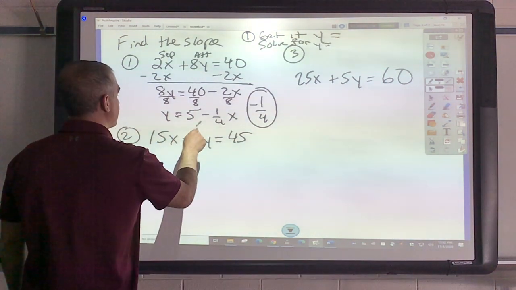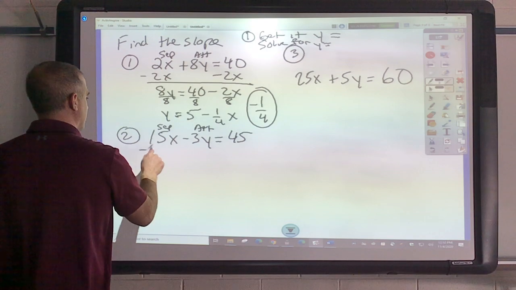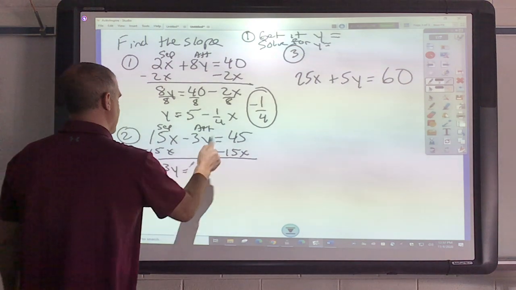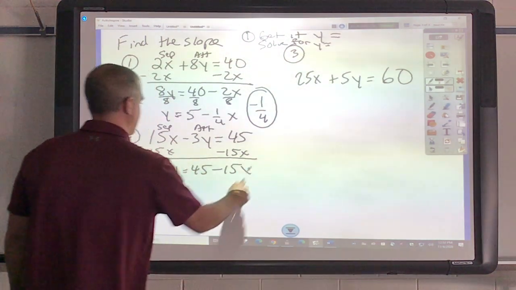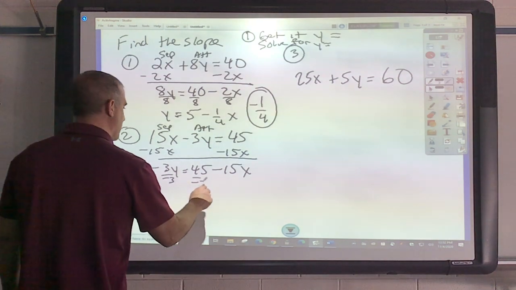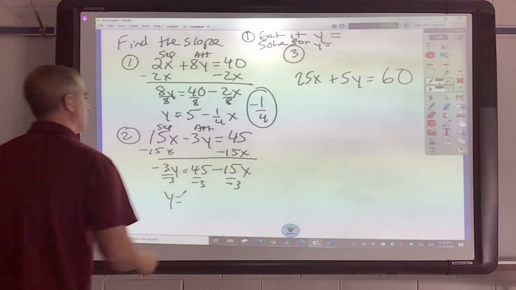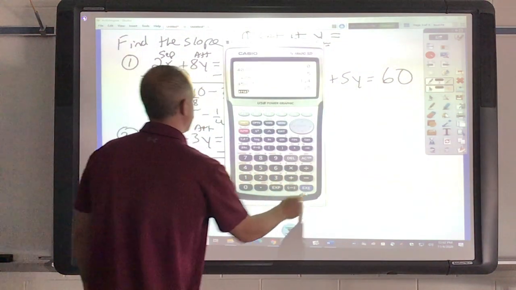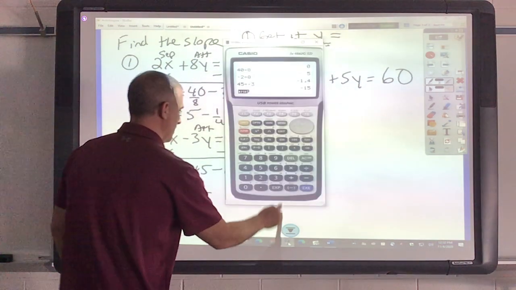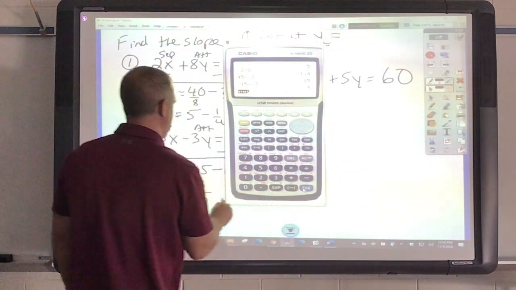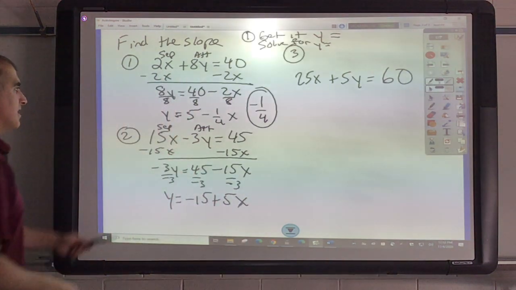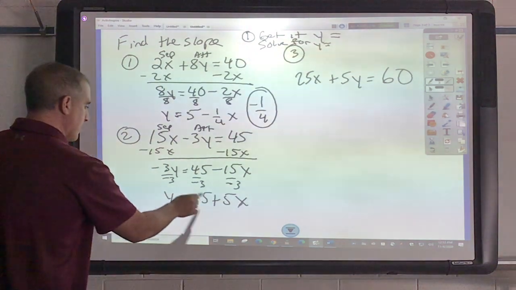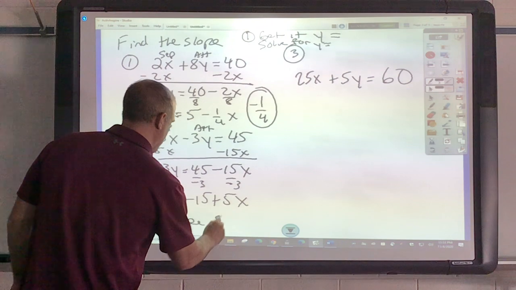Okay, so this is the attached, separated. So I'd subtract 15x, subtract 15x. I've got -3y equals 45 minus 15x. Because this is the attached, I'm going to divide everything by -3. Really watch your signs here. 45 divided by -3 is -15. -15 divided by -3 is positive 5x. Make sure that if you start with an x and y, you finish with an x and y. So what I've got here is my slope is the number in front of x, which would just be 5.